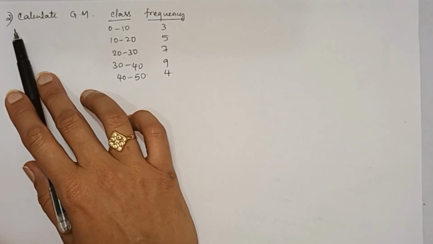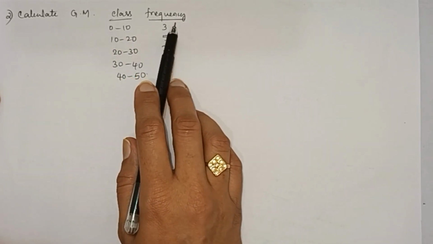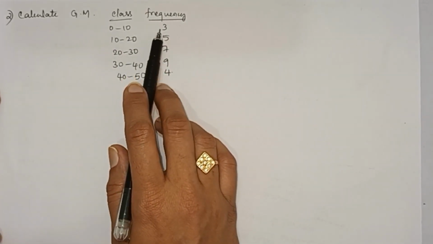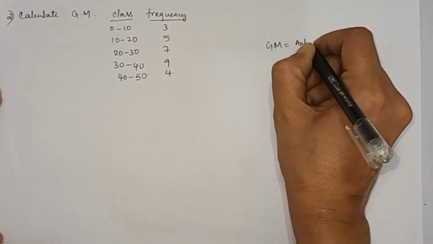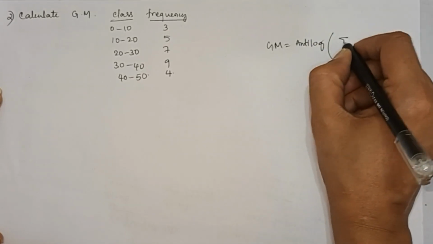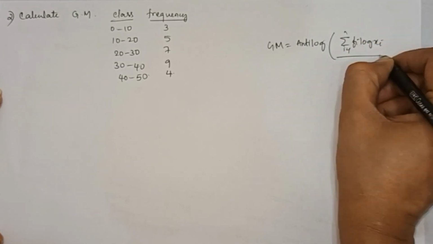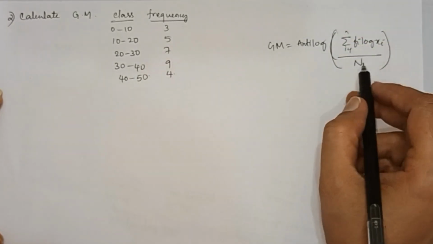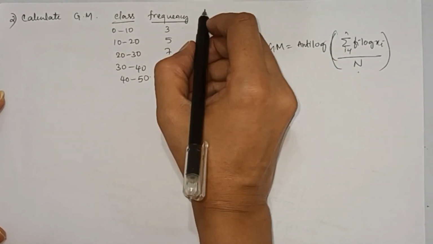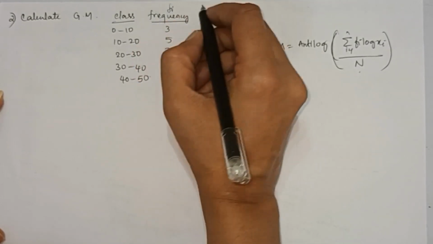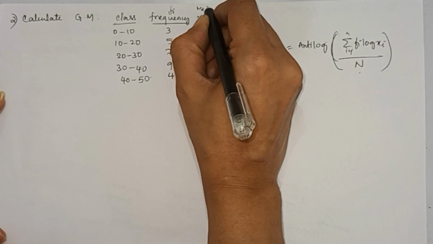See the second problem: calculate the geometric mean of this data. A class and frequency are given. This is continuous data, or grouped data. Therefore, the formula to find the geometric mean equals the antilog of the summation of fi into log xi, i equal to 1 to n, divided by capital N, where N is the sum of frequencies. So I need one more column here. That is the frequency, fi. Then I need xi, the midpoint of this class interval. So this is the midpoint.